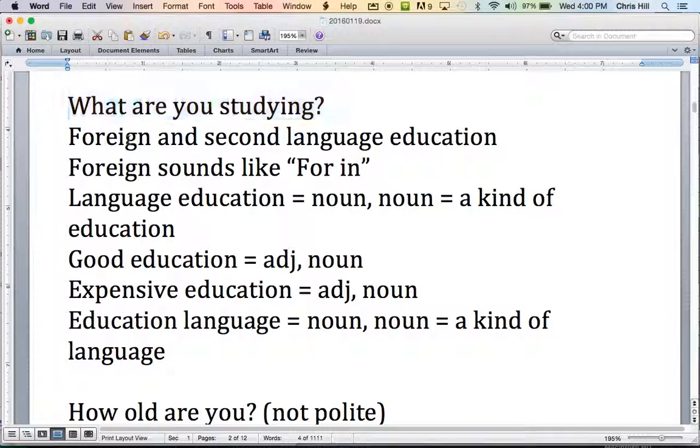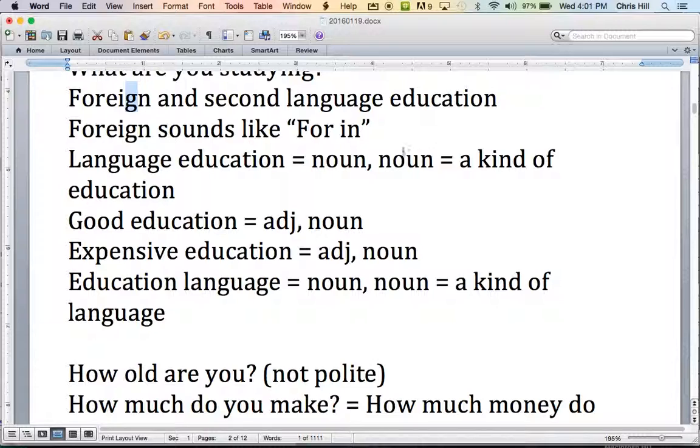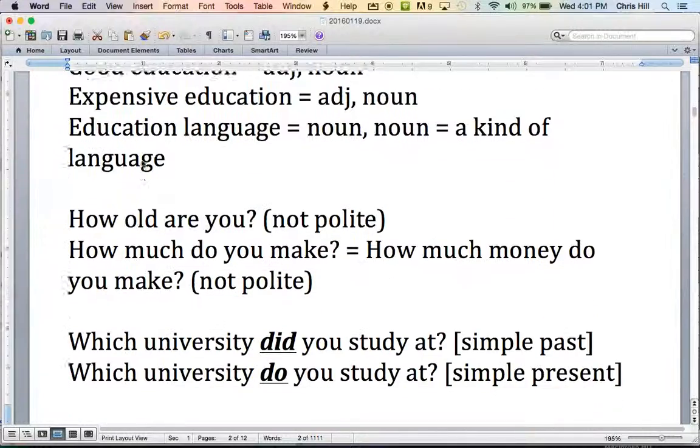Most of our guests are studying foreign and second language education. Remember, foreign sounds like for-in. We don't really pronounce the G. Foreign and second language education. Remember, when we have two nouns like language and education, the first noun acts like an adjective. It describes the second one. So language education is a kind of education, not a kind of language.